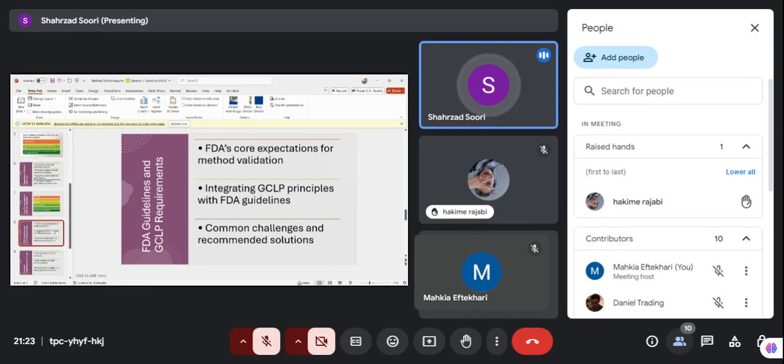Integrating GCLP and FDA guidelines. GCLP emphasizes ethical sample handling and data integrity, while the FDA focuses on regulatory compliance. Together, they form a robust framework for laboratory operations.